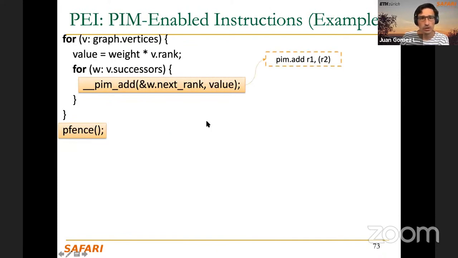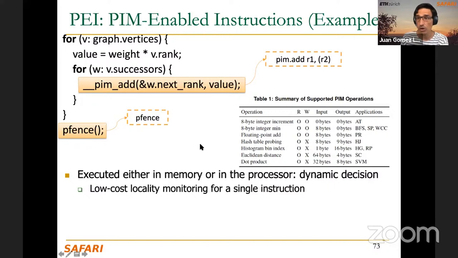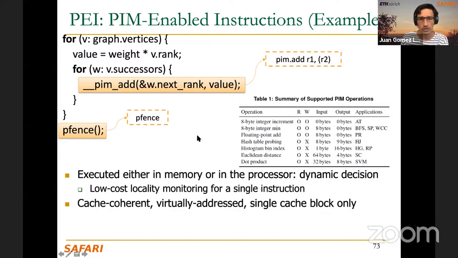Okay, let's continue talking about the example. This is the example code. This was for PageRank, and here what we are doing is only a PIM add instruction. Here you can see a list of the PIM-enabled operations that are proposed by this work. We have different things like increment, minimum, floating point addition, hash table probing, histogram bin indexing, calculation of Euclidean distance or calculation of dot product happening inside memory with the PEI. These are just some examples. For sure, if you work on this, you could identify even more and use them for your specific applications.